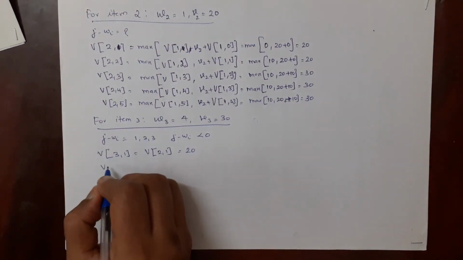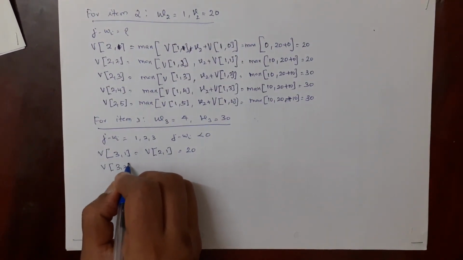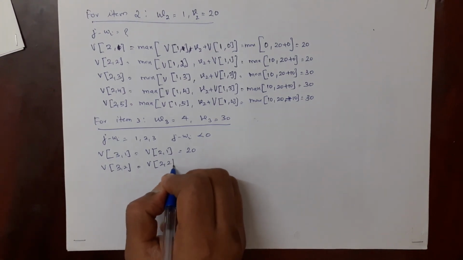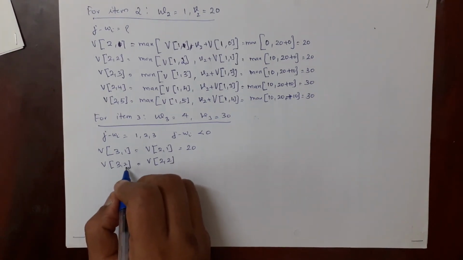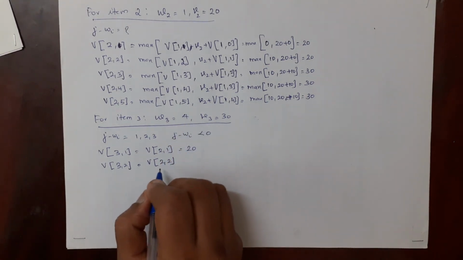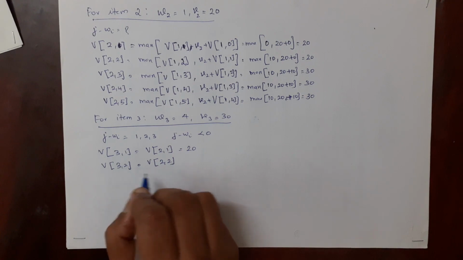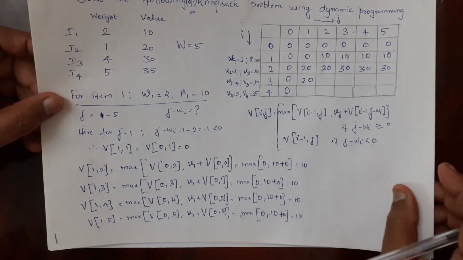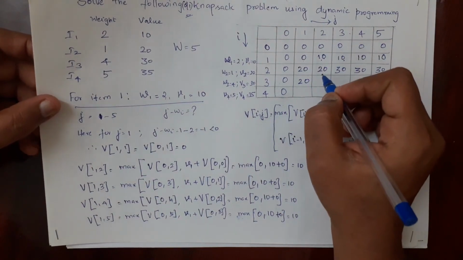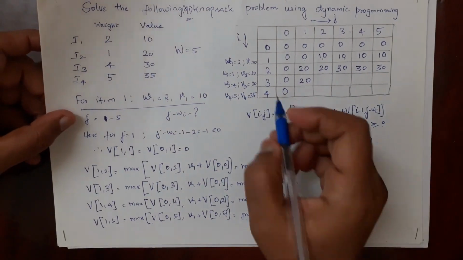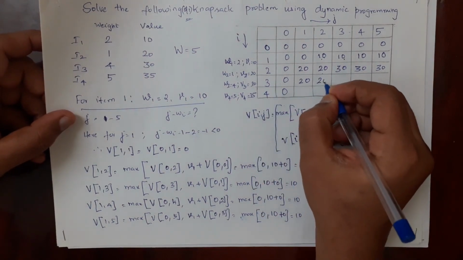Next, for v of 3 comma 2, it is v of 2 comma 2, because here the j value is 2, and 2 minus 4 is minus 2, which is also less than 0. So v of i comma j is equal to v of i minus 1 comma j. The entry in second row, second column is 20, so fill this 3 comma 2 with the same 20.